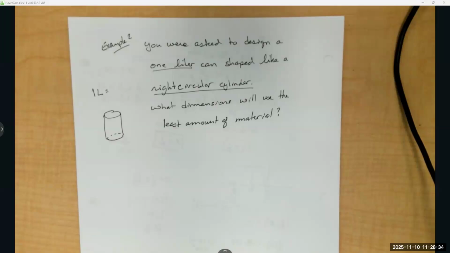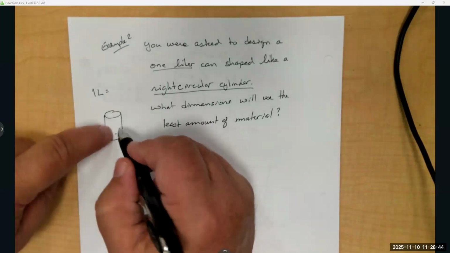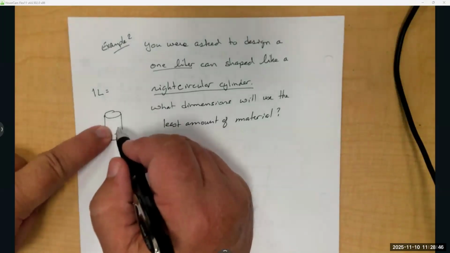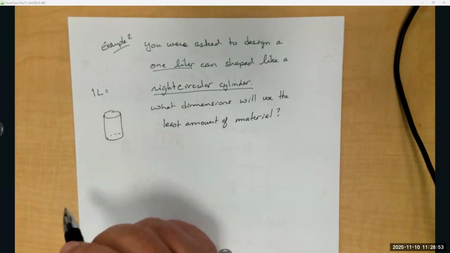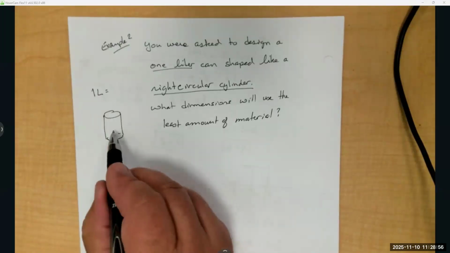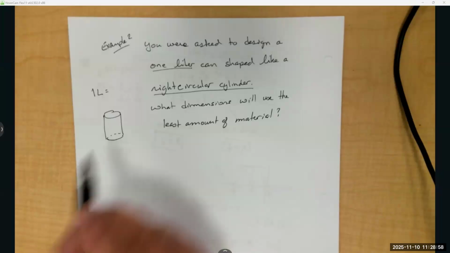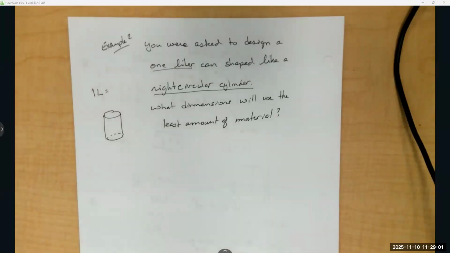What dimensions will use the least amount of material? Pretty straightforward, but what do we need to know? First off, since we're dealing with what's inside there, we need to know how much stuff, liquid or something, will be in there. Well, what is 1 liter? Yes, it's a volume, but we have to go from liquid measurements to length measurements. That's the beautiful thing about metrics. We can't do that in American systems.